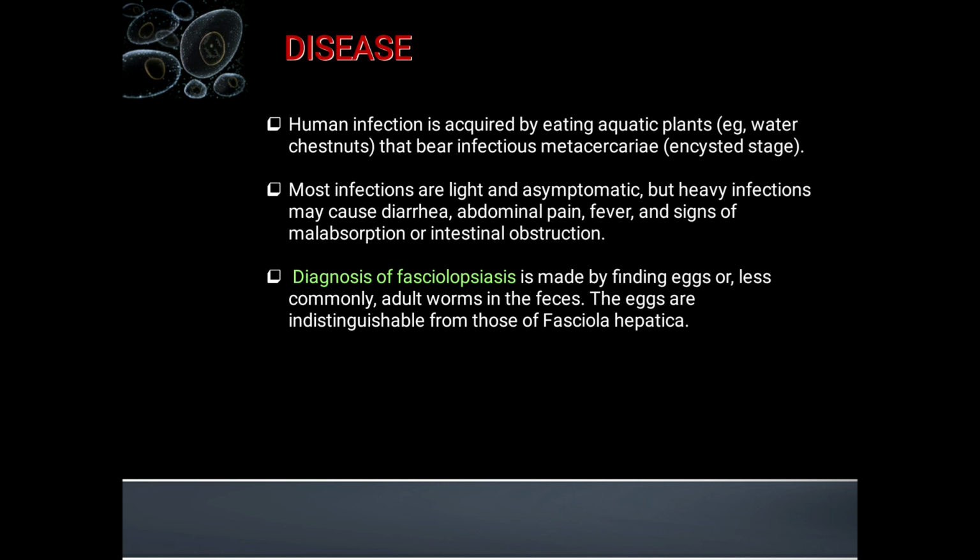The infection of Fasciolopsis buski is called Fasciolopsiasis. Diagnosis is made by finding eggs or, less commonly, adult worms in the feces. If the infection is severe, the worm can be seen in the feces excreted by the human or the pig. The eggs are indistinguishable from those of Fasciola hepatica.